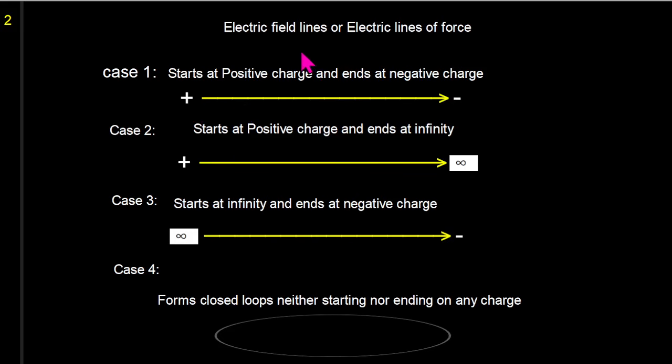This electric field line is created if a charge exists, and this line starts at a positive charge and ends at a negative charge. For the second case, it starts at a positive charge and ends at infinity. For the third case, it starts at infinity and ends at a negative charge. And for the last case, it forms closed loops, neither starting nor ending on any charge.